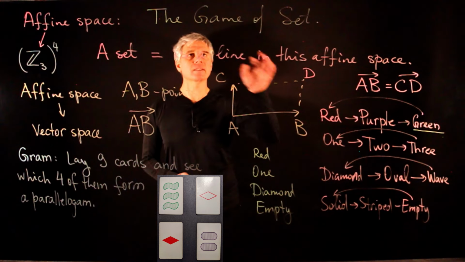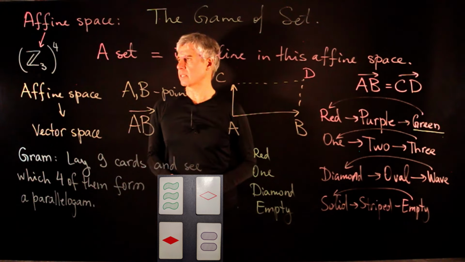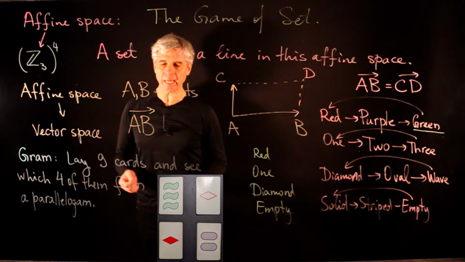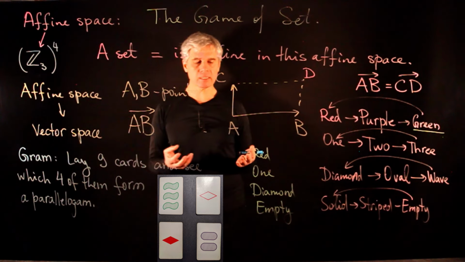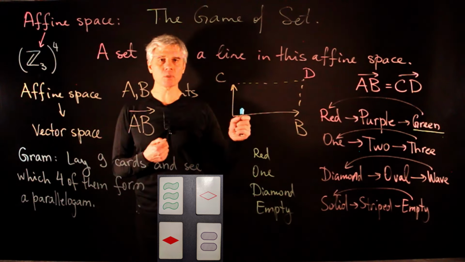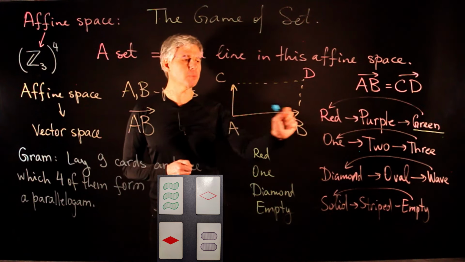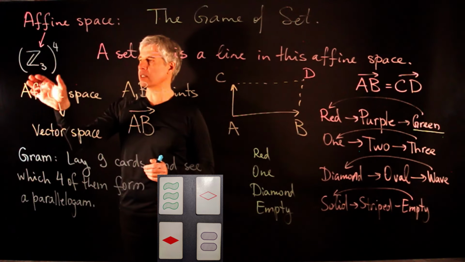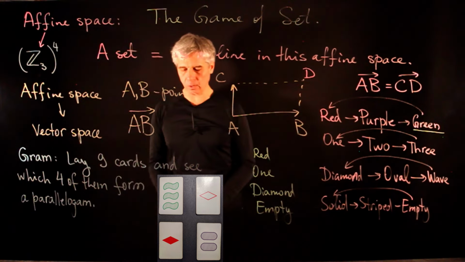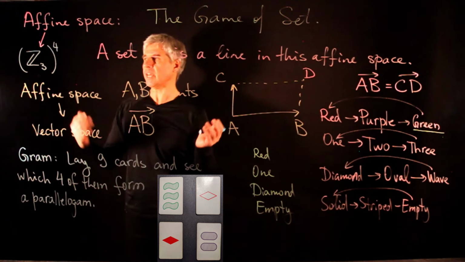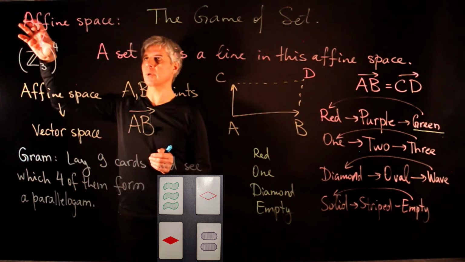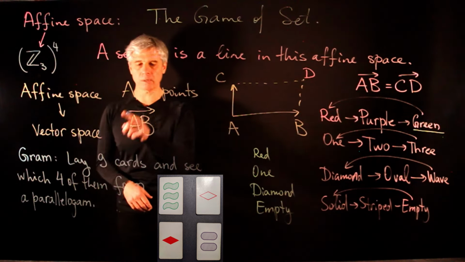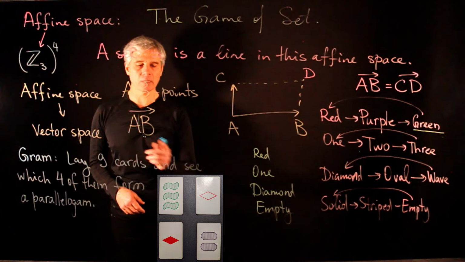So what we see is that the game of Set is just a 4-dimensional affine space over the field of 3 elements. And just as in Euclidean geometry, we can introduce vectors as displacements between pairs of points. Here, by taking displacements between 2 cards of the game of Set, we can introduce vectors, and we can even go from this affine space to the vector space of vectors that connect pairs of cards in this deck.